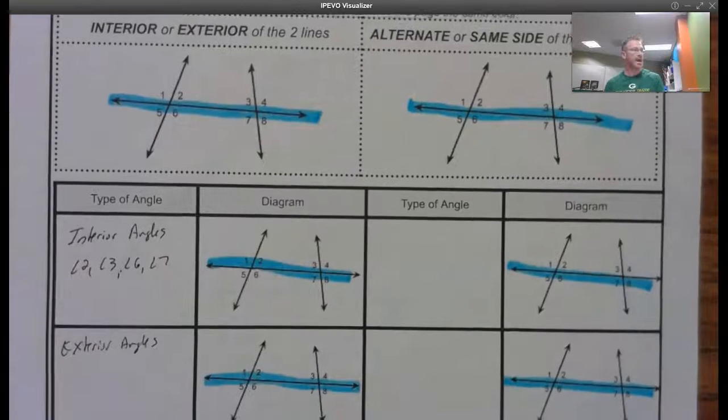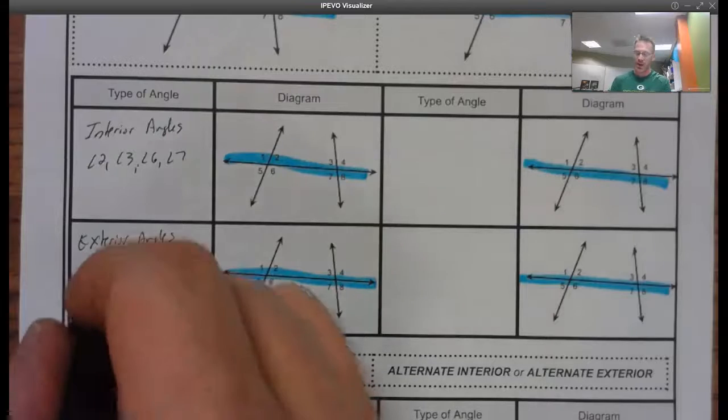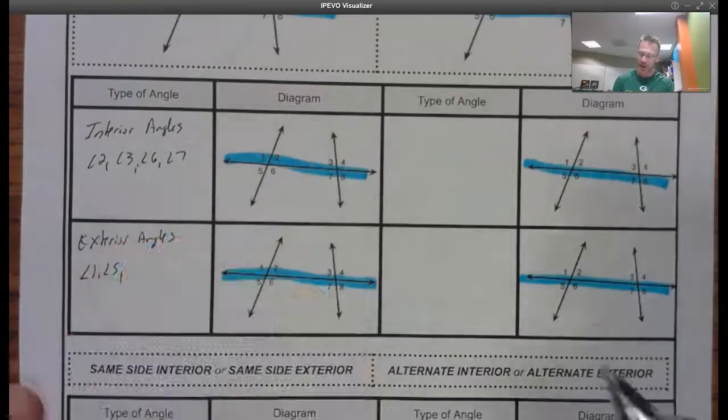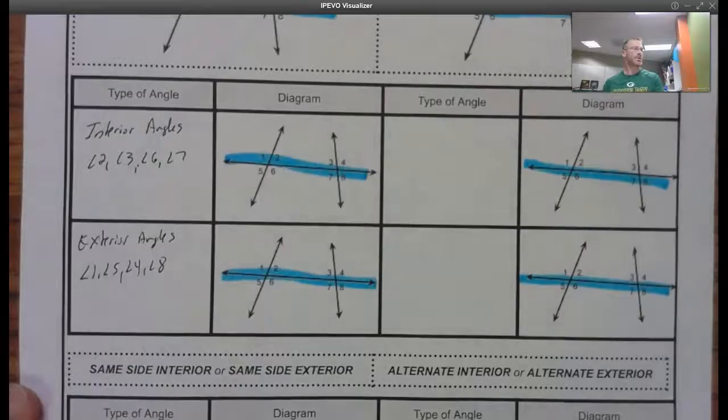All right, exterior angles. Those would be on the outsides of the intersected lines. So that would be angle 1, angle 5, angle 4, and angle 8. So we have the angles that are on the inside of the intersected lines, and we have the angles that are on the exterior of the lines that are intersected.